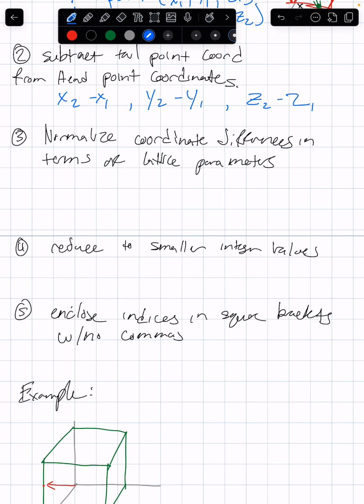In step 4, we normalize the coordinate differences using a lattice parameter. You're going to divide each difference by the respective lattice parameter a, b, c, assuming that a is equal to b, which is equal to c, which is equal to 1 for a simple cube. And so this would end up being 1/1.